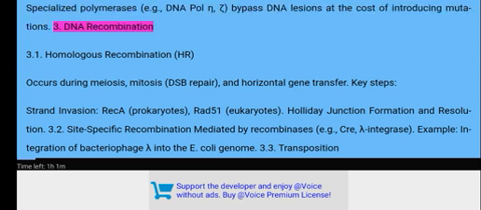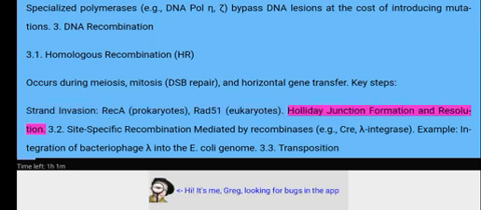3. DNA recombination. 3.1 Homologous recombination, HR. Occurs during meiosis, mitotic DSB repair, and horizontal gene transfer. Key steps: strand invasion, by RecA in prokaryotes and RAD51 in eukaryotes, then Holliday junction formation and resolution.